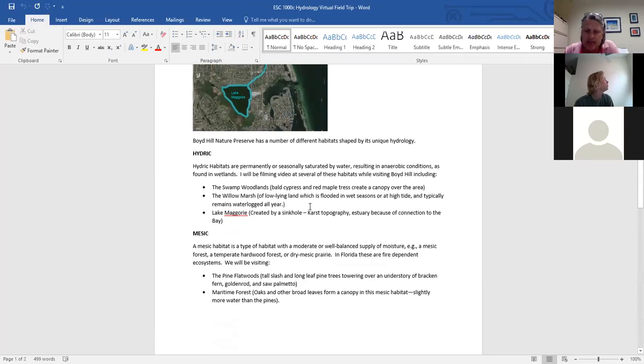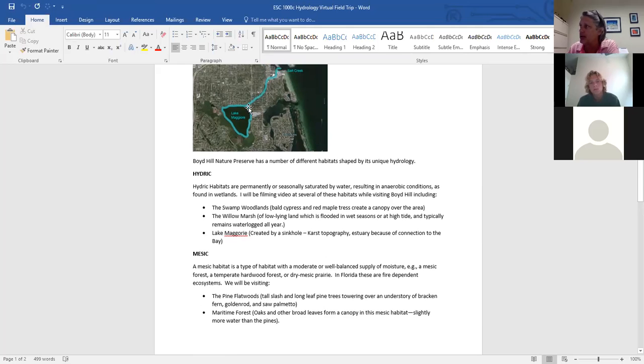When you look at hydrology, the study of water, we can look at hydric habitats. Hydric habitats are wet. They're either always underwater, which would be Salt Creek, Lake Maggiore, or they can be wetlands, which means they're seasonally covered in water. So a wetland is a transition between dry, which would be more mesic, and wet, which would be our lake itself. So we get anaerobic conditions when it's inundated. So the things that live there have to be able to put up with that.